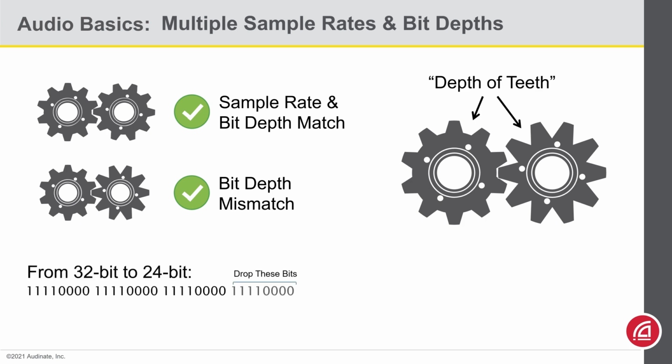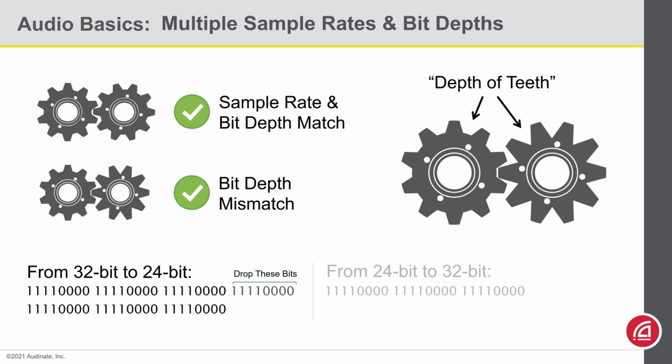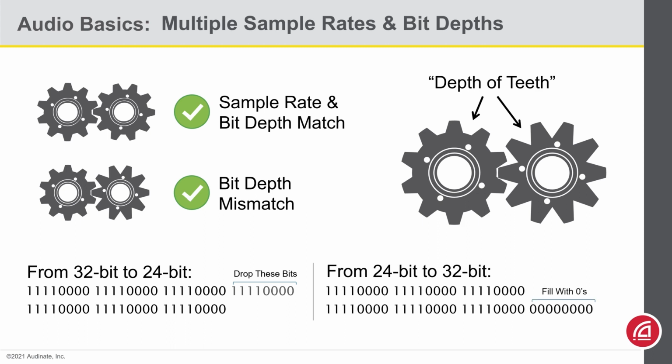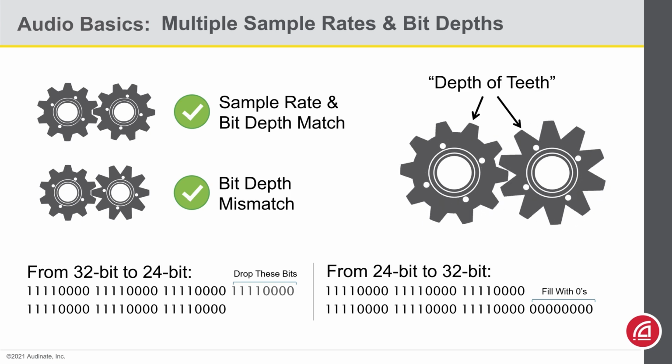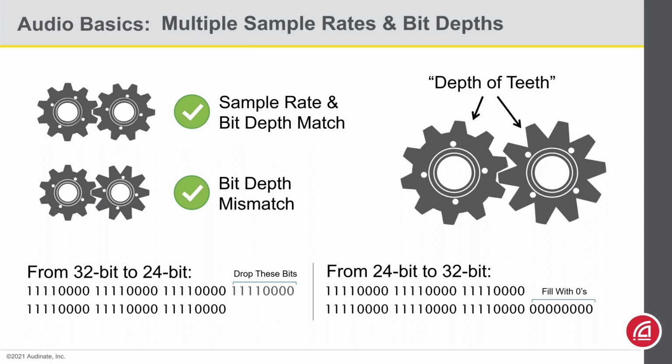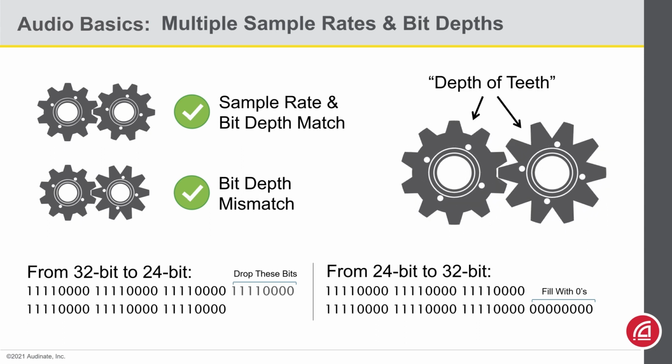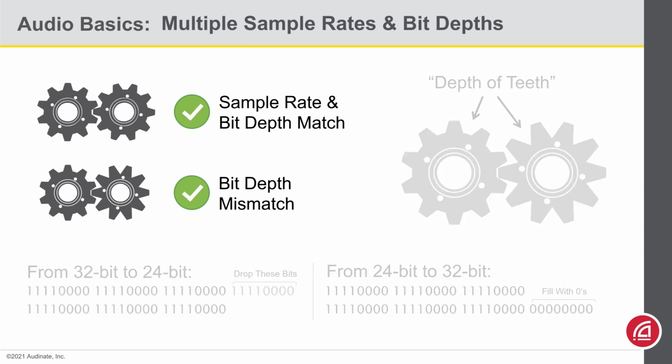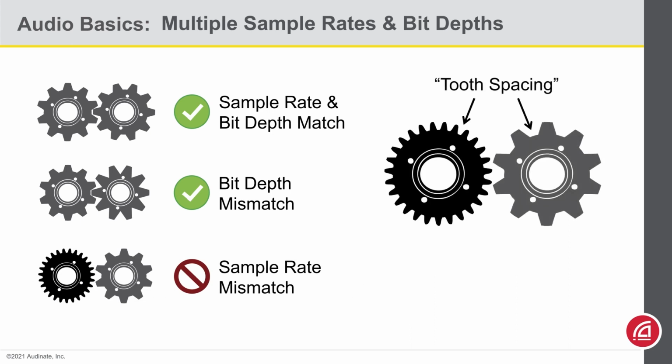If we're going from a higher to a lower bit depth, we can simply drop off the least significant digits to achieve the desired size. If we're going the other way, from a lower to a higher bit depth, we can fill in the least significant digits with zeros and be on our way. This is a very simple thing for systems to manage, and it does allow for these devices to work together. So, what happens if we have a mismatch of sample rates? Well, now we have an issue. Again, the sample rate is like the teeth of the gears, and it doesn't match up at all.